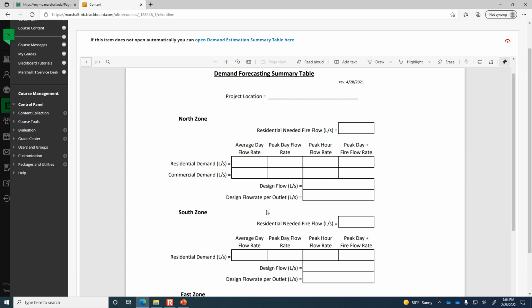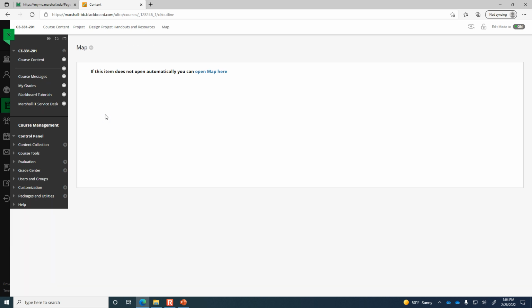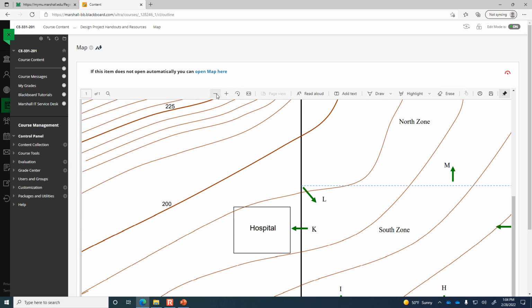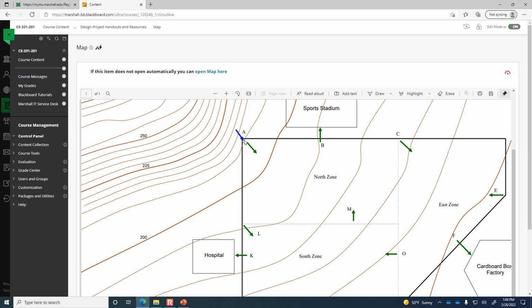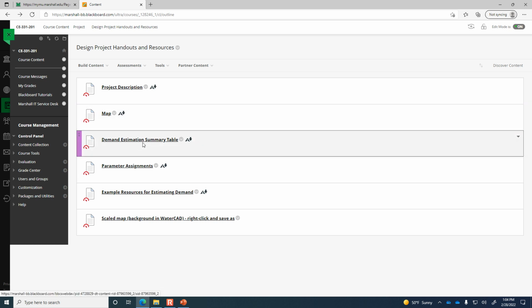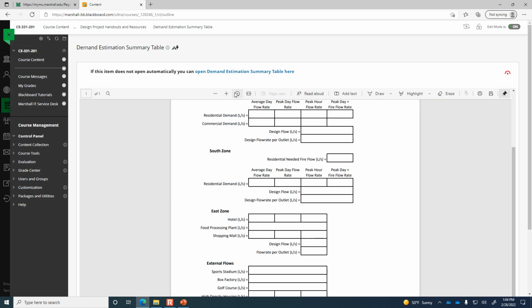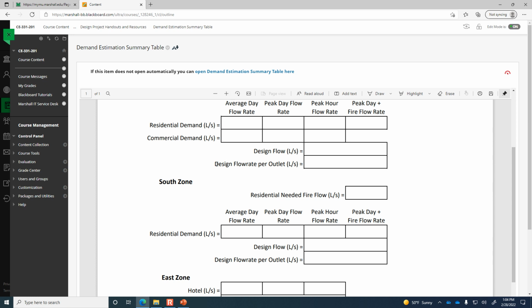And then once you have the design flow for the north zone, if we go back to that map, you'll notice that the north zone has 2 green arrows that are feeding the water. So here at A, there's this interior green arrow that's feeding water into the north zone, and M is feeding water into the north zone. And so then back here to our demand estimation summary table, design flow rate per outlet, there are 2 outlets feeding water in the north zone. So it would be the design flow divided by 2.